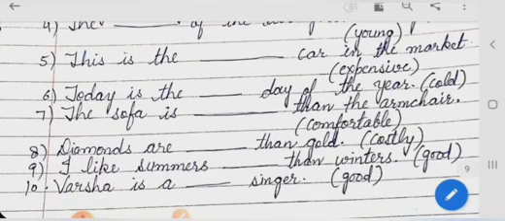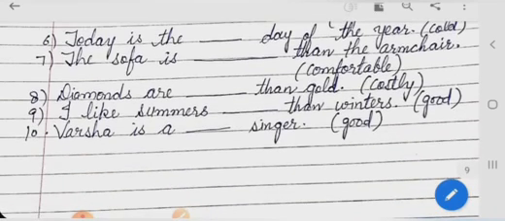Diamonds are dash than gold. Costlier. You will use comparative degree here, that's why you will write here costlier. I like summers dash than winters. Better than winters.